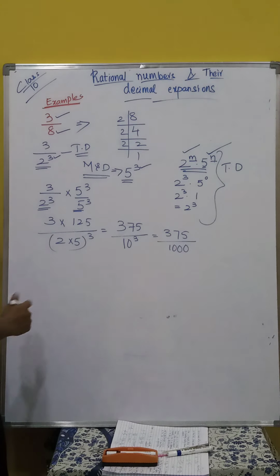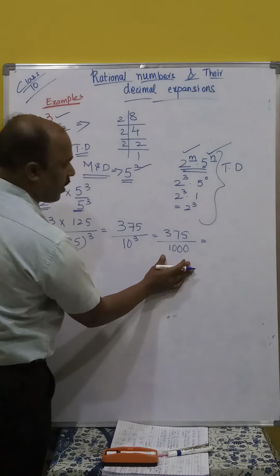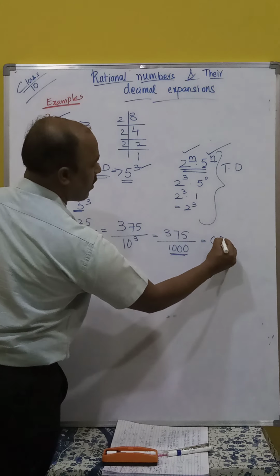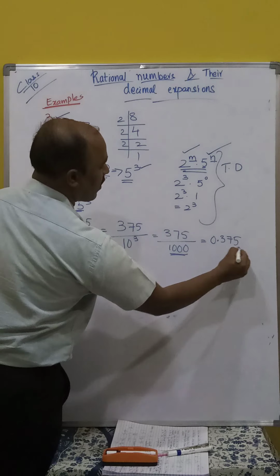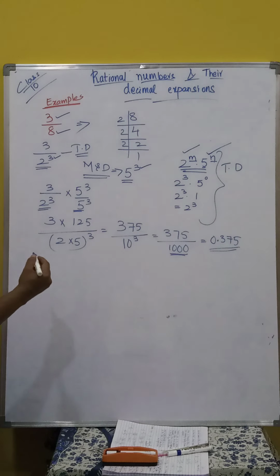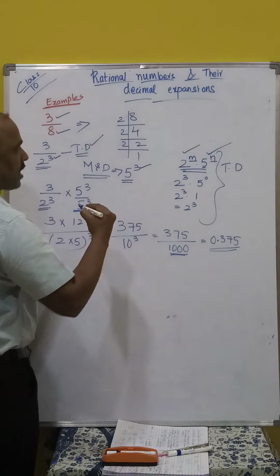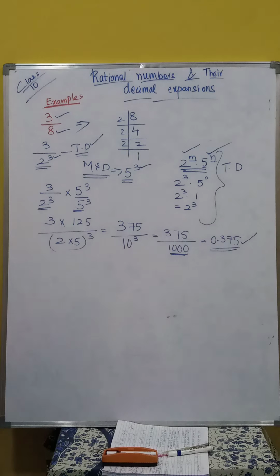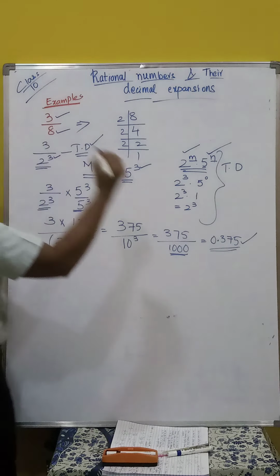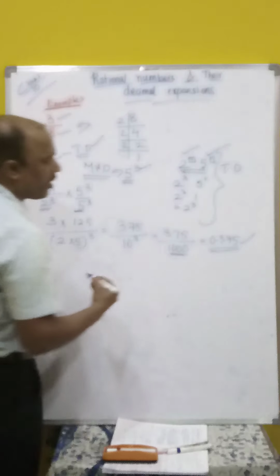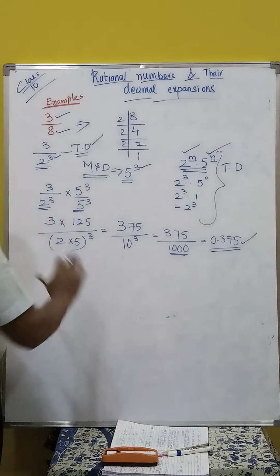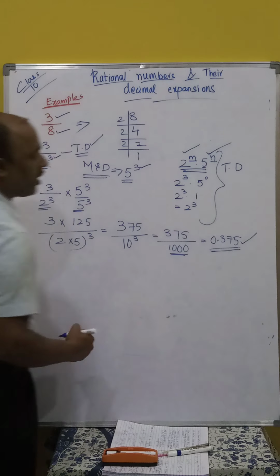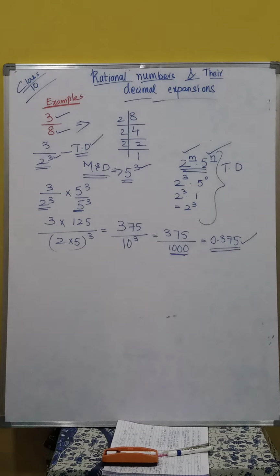Then what is the decimal part of this one? How many zeros are present here? Three zeros, so it becomes 0.375. What type of decimal is this? We already know it is a terminating decimal. Now you see this: the fraction 3 by 8 is converted into the decimal 0.375. Students, without the actual long division method, we got that it is a terminating decimal.